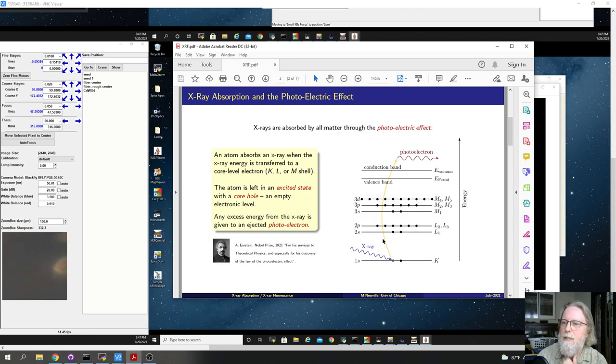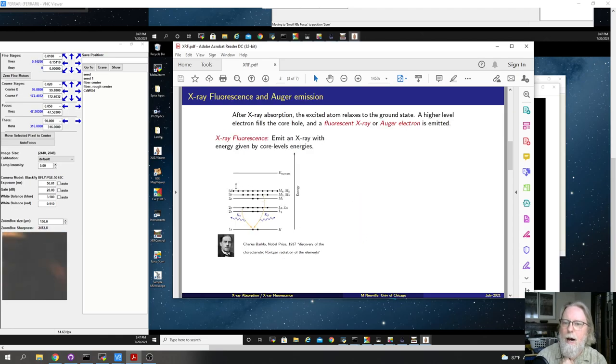So when you have that excited state for an atom, a higher level electron can fill that electronic state and emit a characteristic X-ray. So that has the energy that is the difference between the electronic levels of that particular atom. So if a 2p falls down and fills the 1s, that gives a K alpha. If a 3p level falls into the 1s, that gives off a K beta. And those have very fixed energies to high precision, and they're all different for different elements.